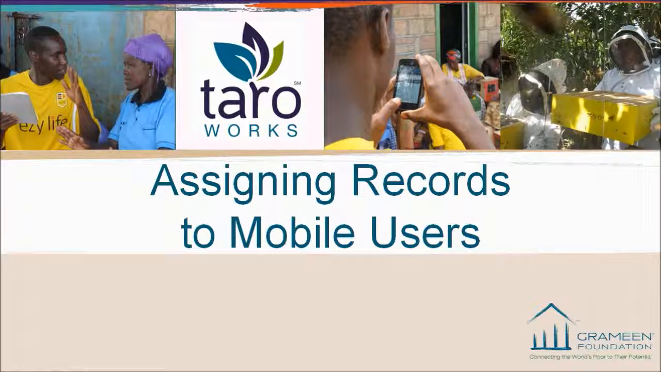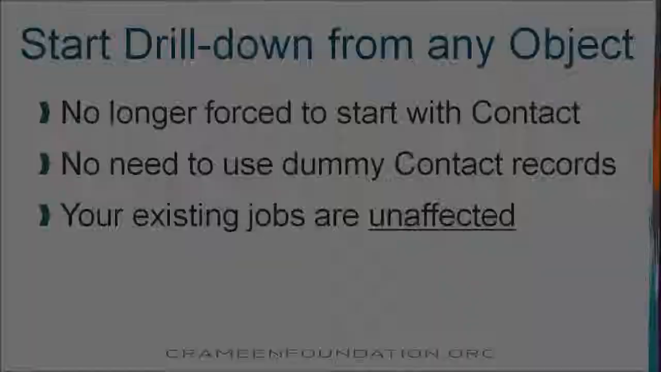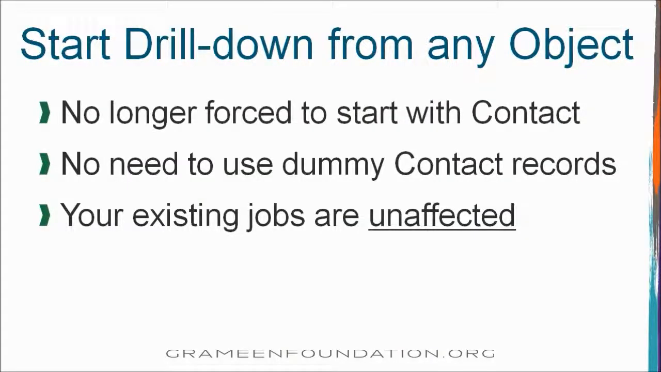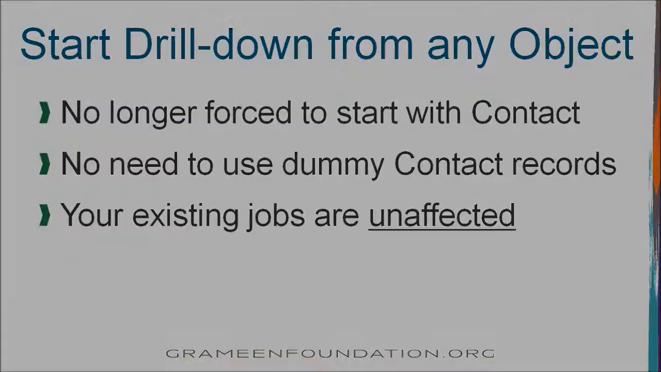here to walk you through a very important new feature, the ability to assign records of almost any object to your mobile users. This means that when you build your jobs, you no longer need to start at the contact object. So if you were using a workaround using dummy contact records, well, you're now free. At the same time, your existing jobs are safe. They'll continue to work after the upgrade.